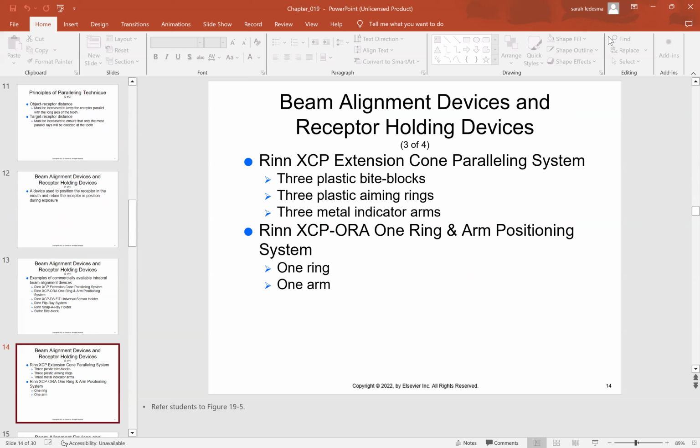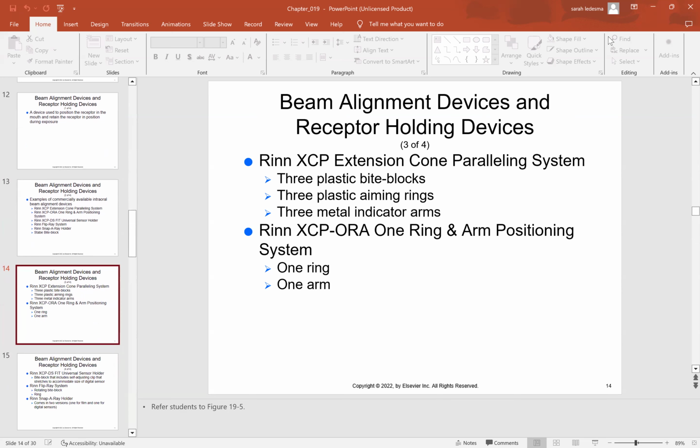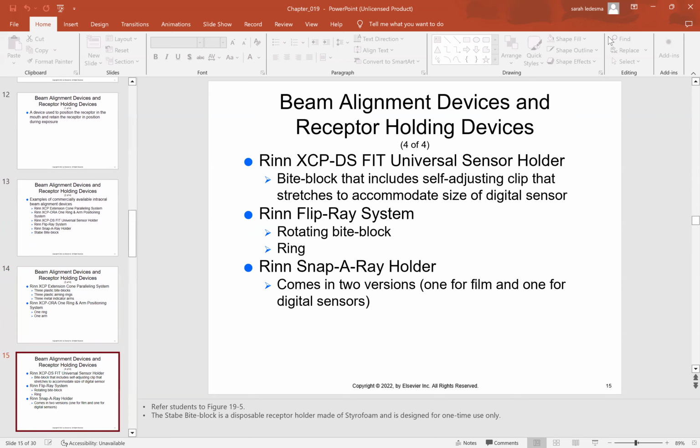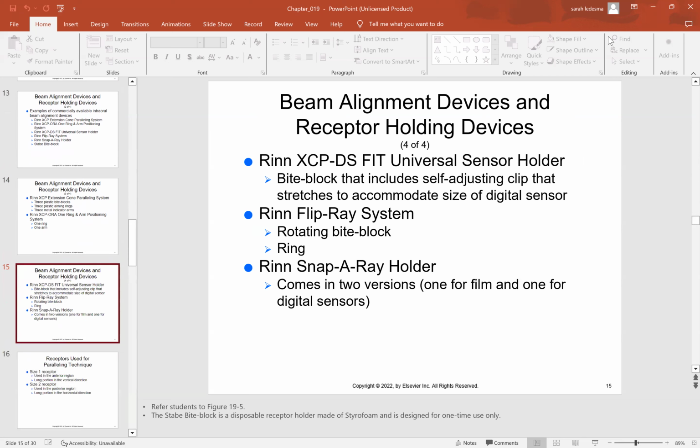The RINN XCP extension cone paralleling system is 3 plastic bite blocks along with aiming rings and indicator arms. With the RINN XCP ORA, we have 1 ring and an arm positioning system. More receptor holding devices include the universal sensor holder, the Flip-Ray system, and the Snap-A-Ray holder.